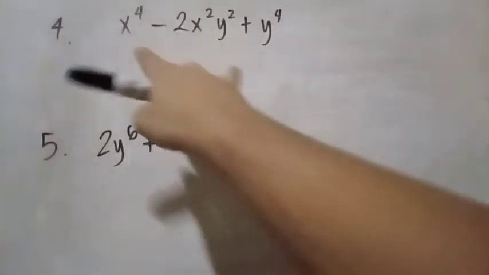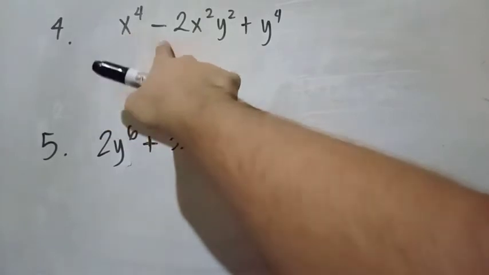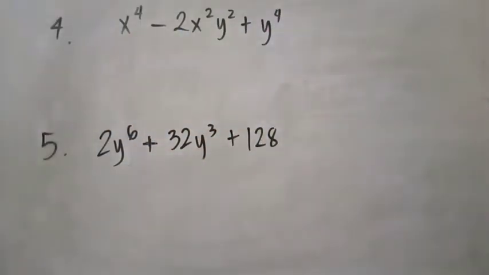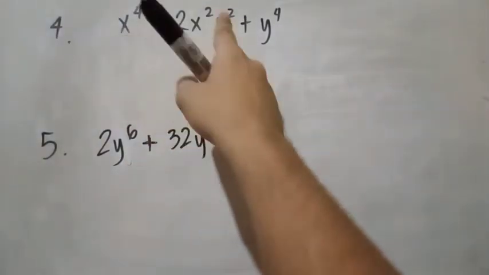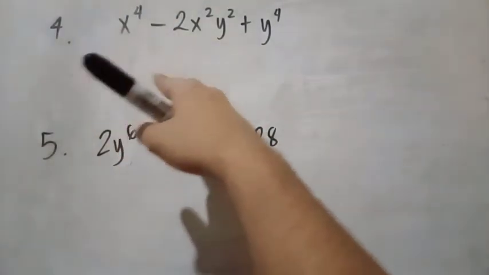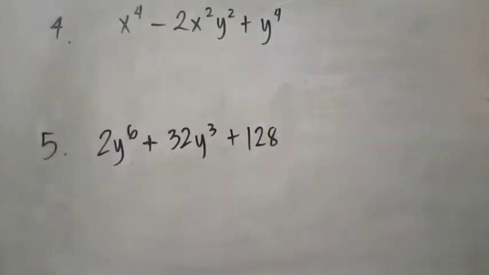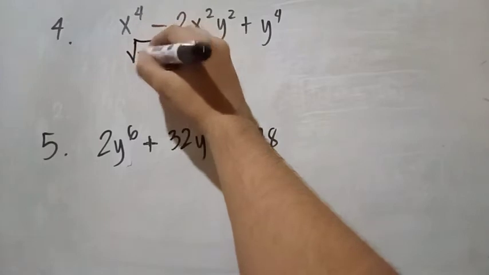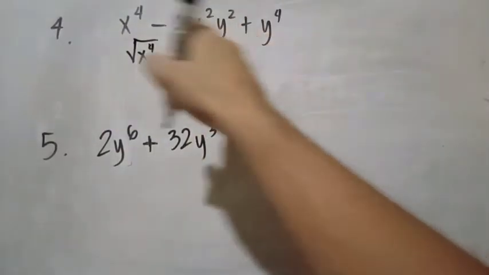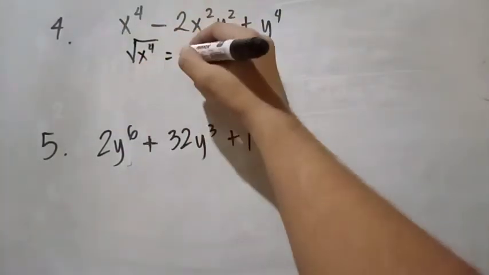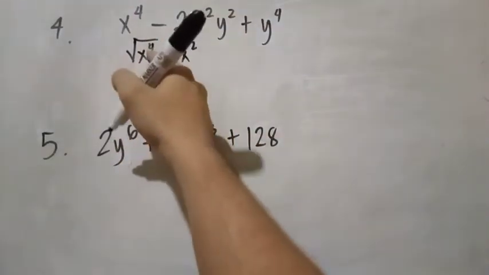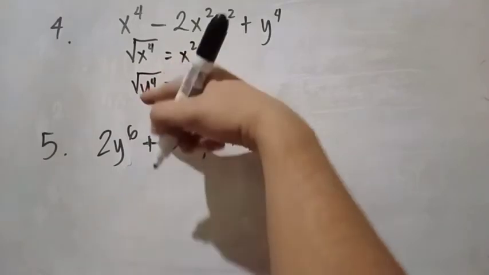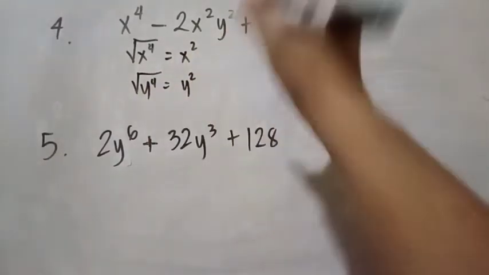Next, number 4. We have x to the fourth minus 2x squared y squared plus y to the fourth. Okay, so wala tayong mailalabas na common factors dyan, no? So, let's proceed kung perfect square trinomial ito. Okay, so we have square root of x to the fourth. Kunin muna natin square roots nila. So, that is x squared, 4 divided by 2 kasi. Tapos, sa y to the fourth naman, square root nun is y squared.